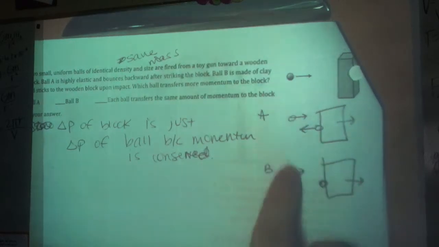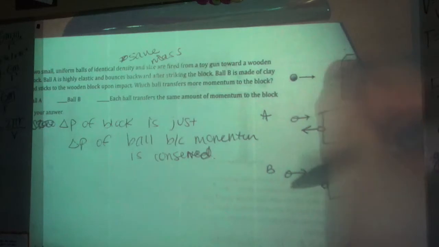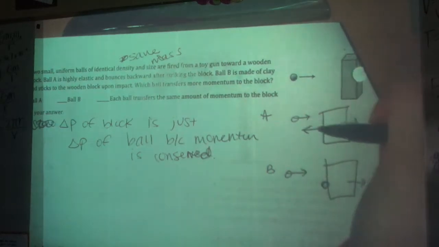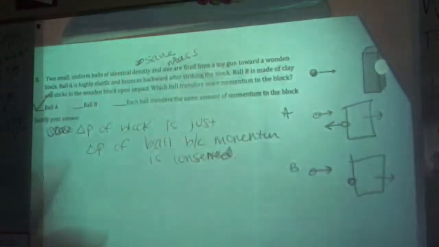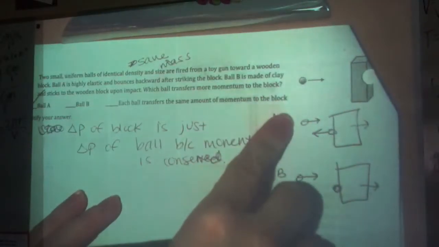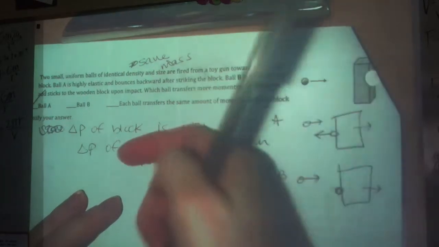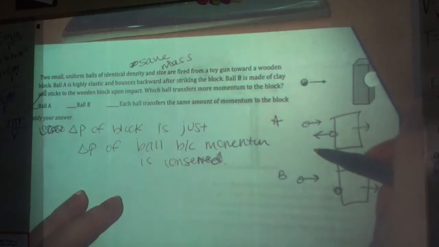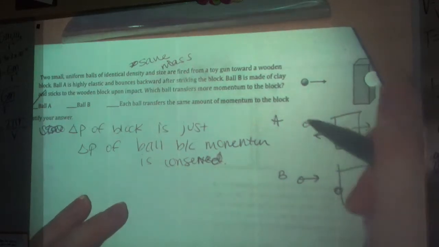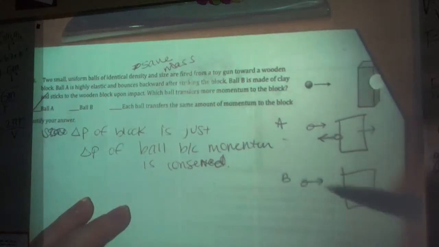So now our question is, in which case, ball A or ball B, did the ball have the greatest change in momentum? And the answer is A. A has a greater change in momentum because it doesn't just stop. It stops and turns around and goes the other way. That is a much bigger change in velocity because it slows and then turns around and reverses direction, whereas this one just slows down.